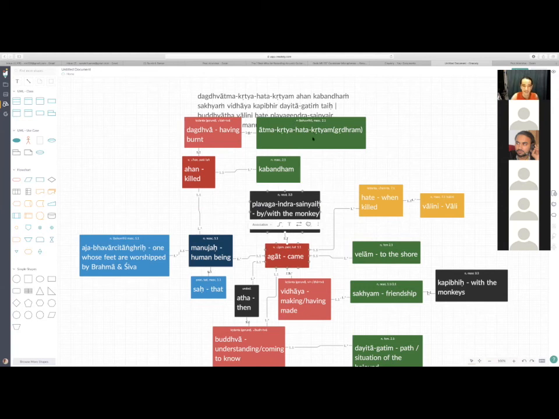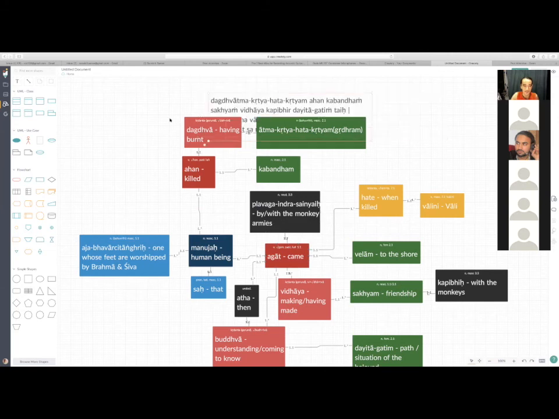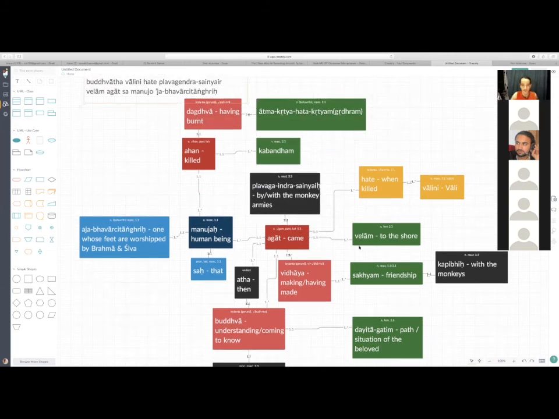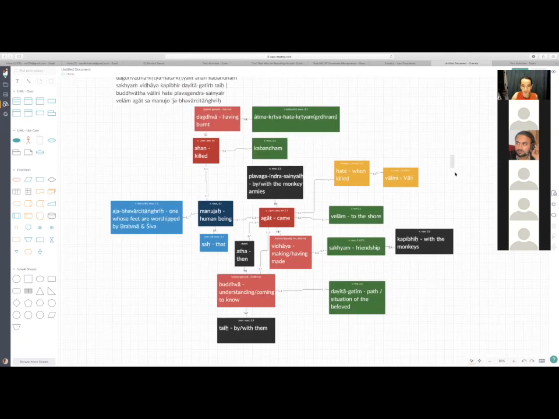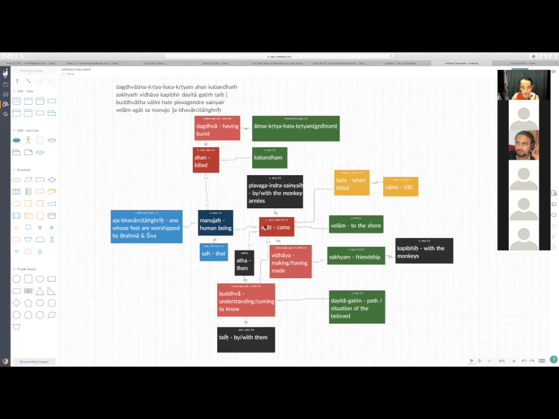Finally we did it. So yeah, this verse seems to be a bit more complicated. Why? Because I'll just zoom out a bit. We have four kriyas here. Two of them are proper verbs, ahan and agat, and three more are gerunds like dagdhva, vidhaya, buddhva. Plus we have one locative absolute, hate, which is also kind of a kriya. So you can say six kriyas are there.